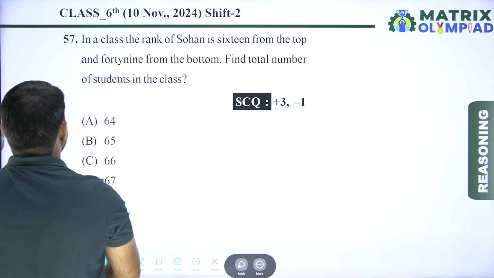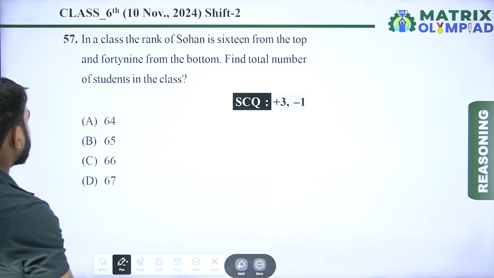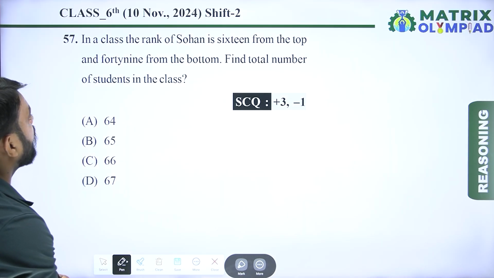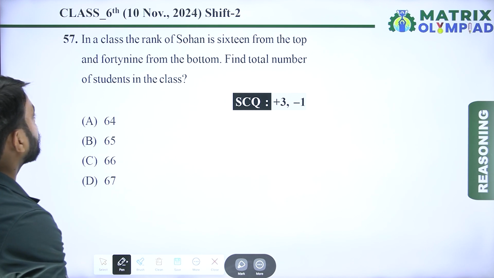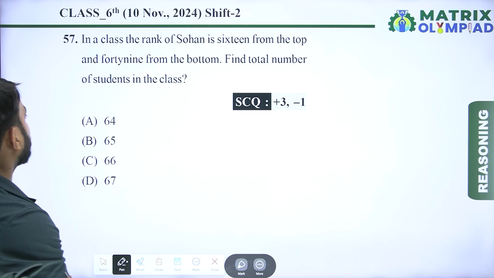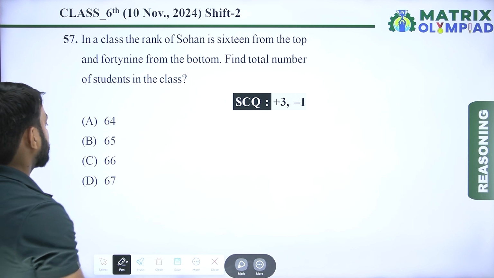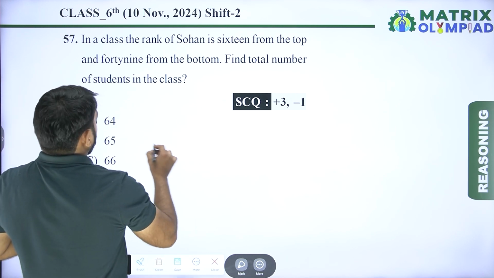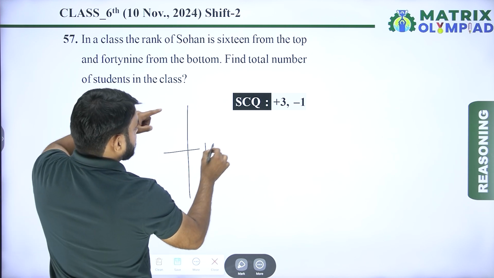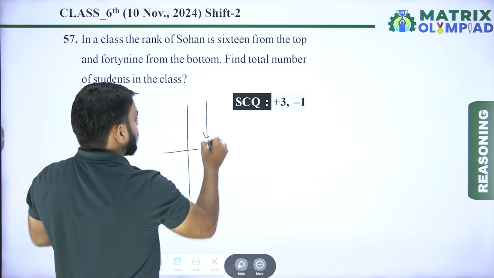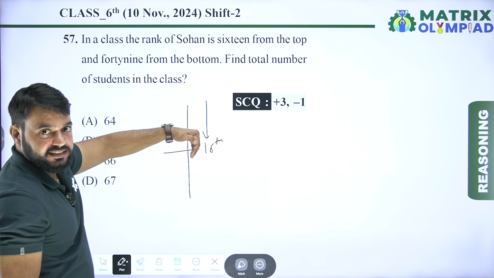So now the next question is question number 57. In a class, the rank of Sohan is 16 from the top and 49 from the bottom. Find the total number of students in the class. So the rank of Sohan from the top is 16th.